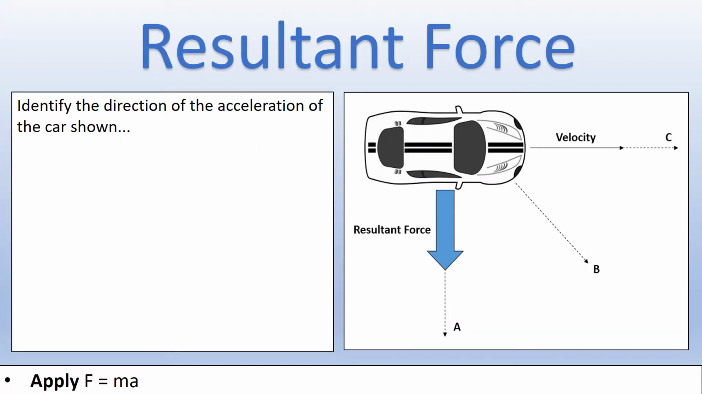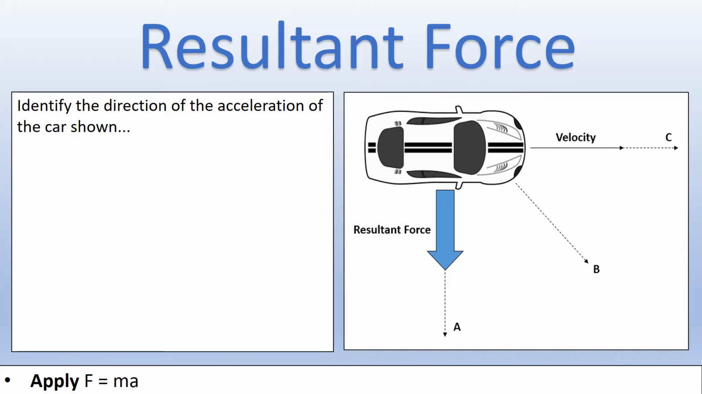Okay, so we're going to move on to some different scenarios to explore what else Newton's second law, or F equals ma, tells us. So first off, we've got a car, and we can see on the diagram that it is traveling to the right because its velocity is to the right towards c. And what we want to do is identify the direction of the acceleration of the car shown, and we can see it's being caused to accelerate by a resultant force towards a. So again, I'd like to just write this down or think about it. Which direction do you think the acceleration is?